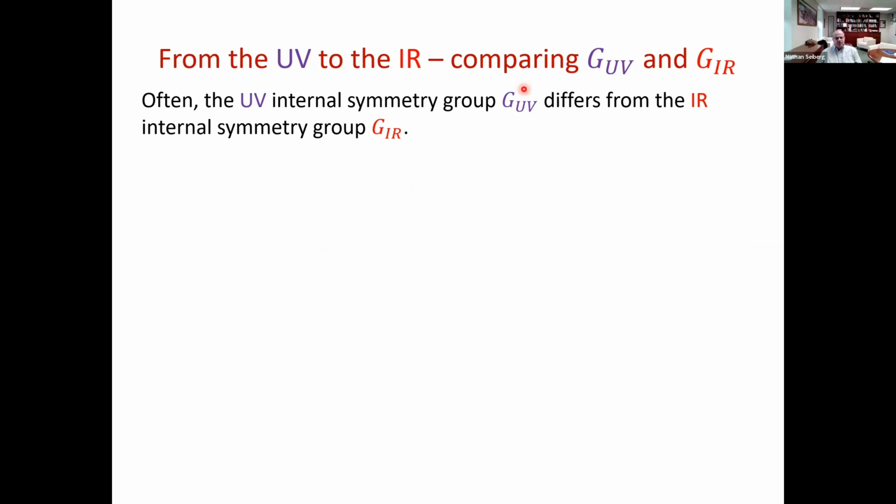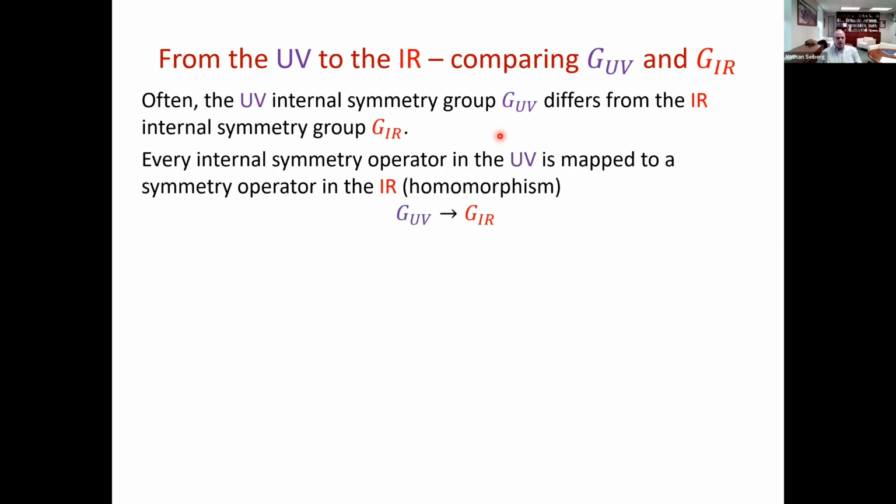However, every internal symmetry transformation in the UV is a good operator. It commutes with the Hamiltonian, and therefore it is a symmetry in the IR. And therefore, we have a homomorphism from the UV internal symmetry to the IR internal symmetry. Every element here corresponds to an element here. But this homomorphism is non-trivial in the sense that some UV transformations might act trivially in the IR. So that means that this map has a kernel.